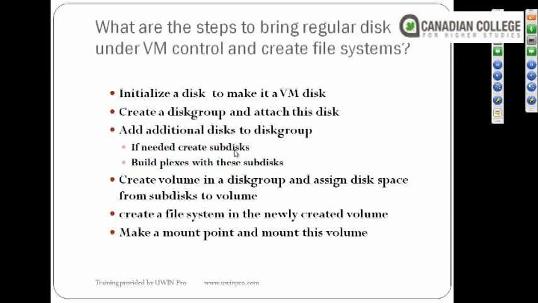Why would we create this group and then take out subdisks and make plexes? You said to make mirrors within this group. We'll come to that. So create a volume in a disk group and assign disk space from subdisks to the volume, right?